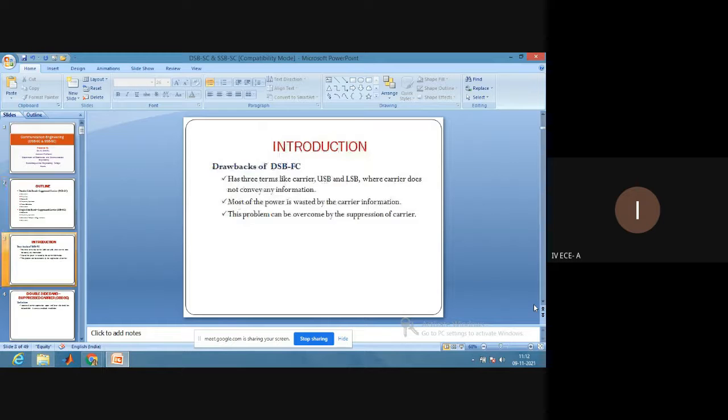Let us begin the session with DSB-SC. First, we'll discuss the drawbacks of double sideband full carrier, that is conventional amplitude modulation scheme. It has three terms, namely carrier, upper sideband USB, and lower sideband LSB. We know that the carrier signal does not carry any information. So most of the power is wasted by the carrier transmission. This problem is overcome by suppressing the carrier signal.